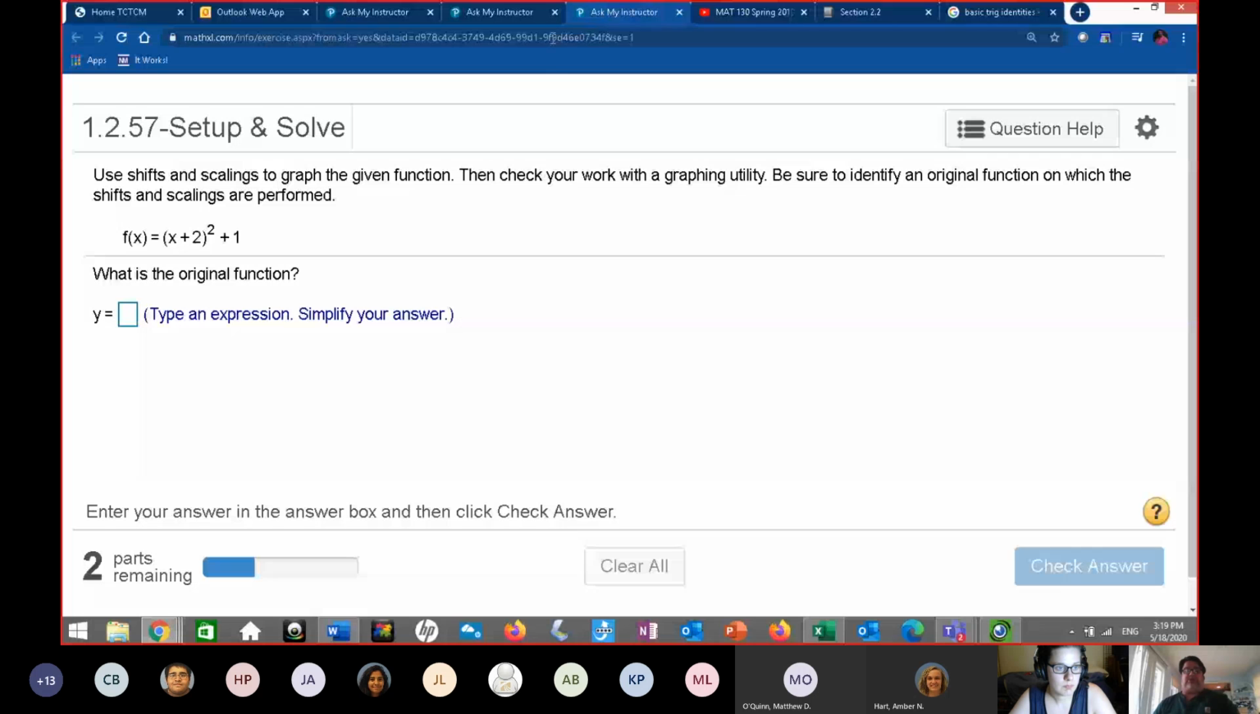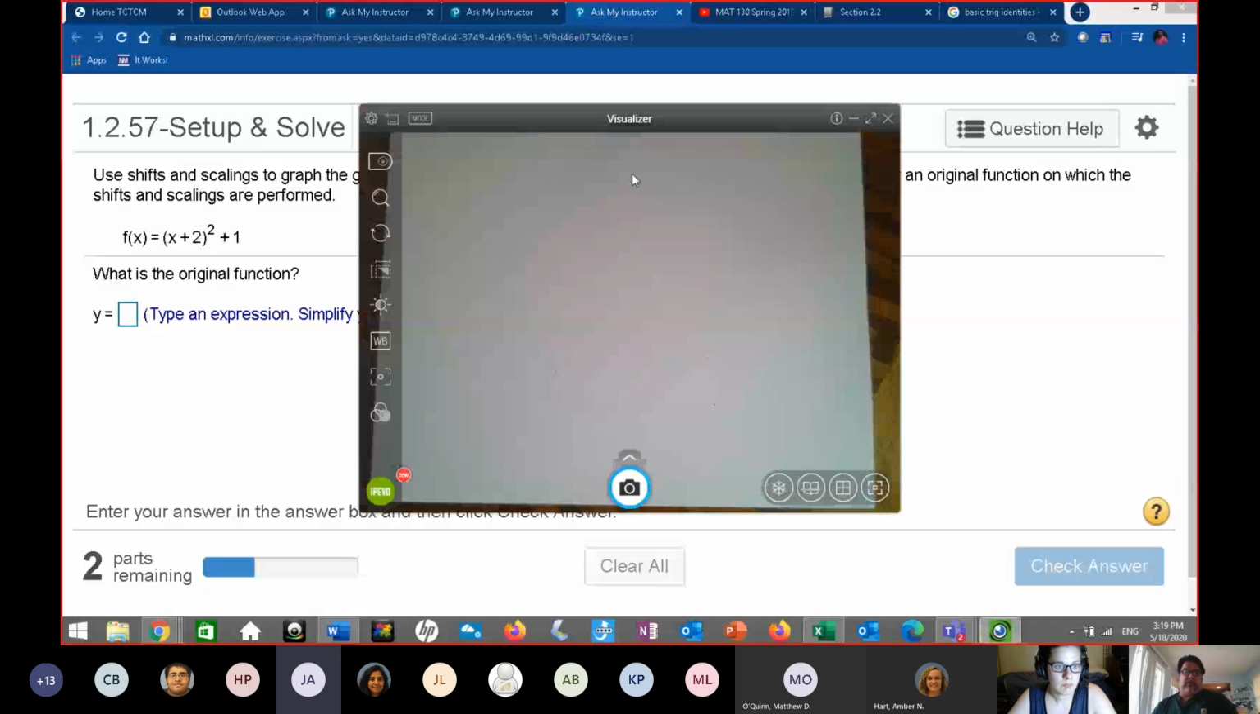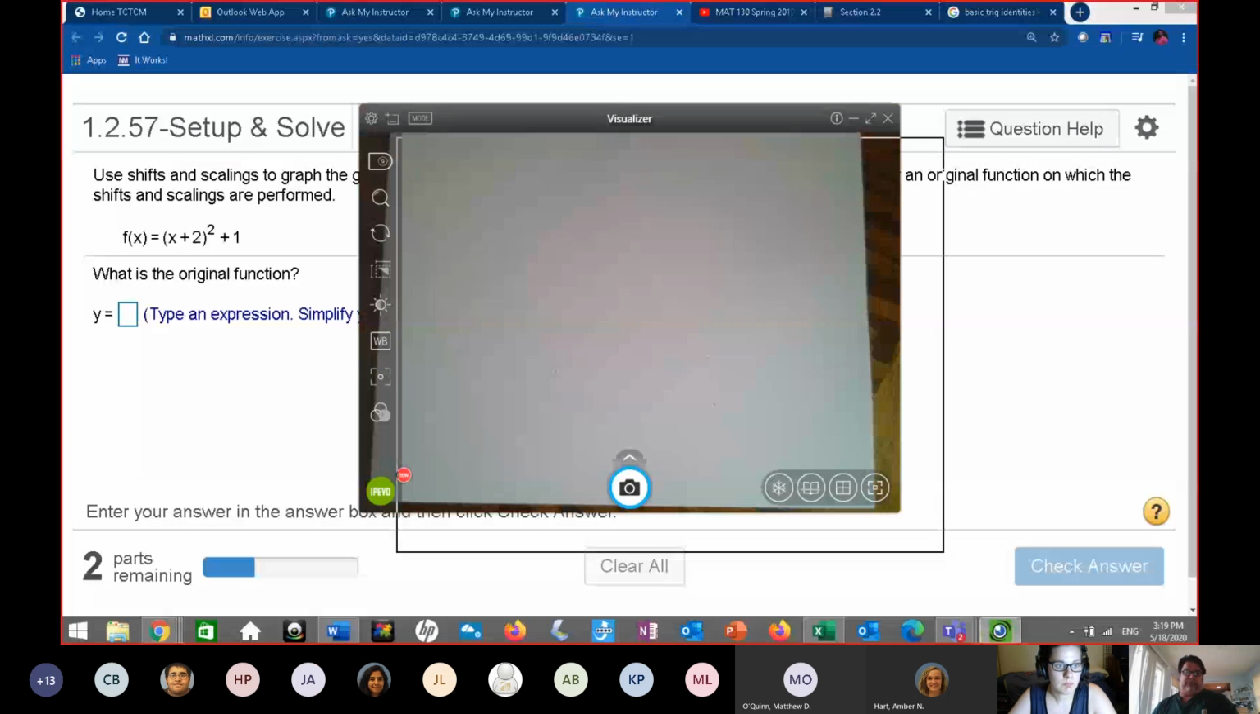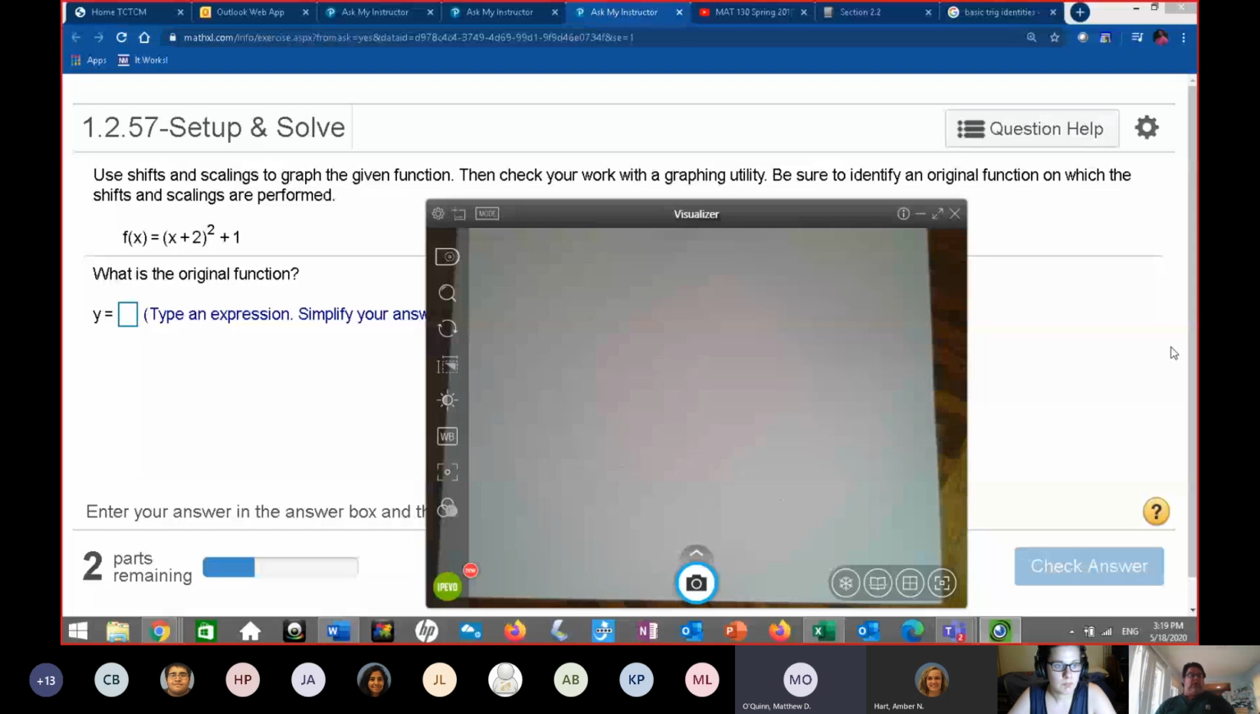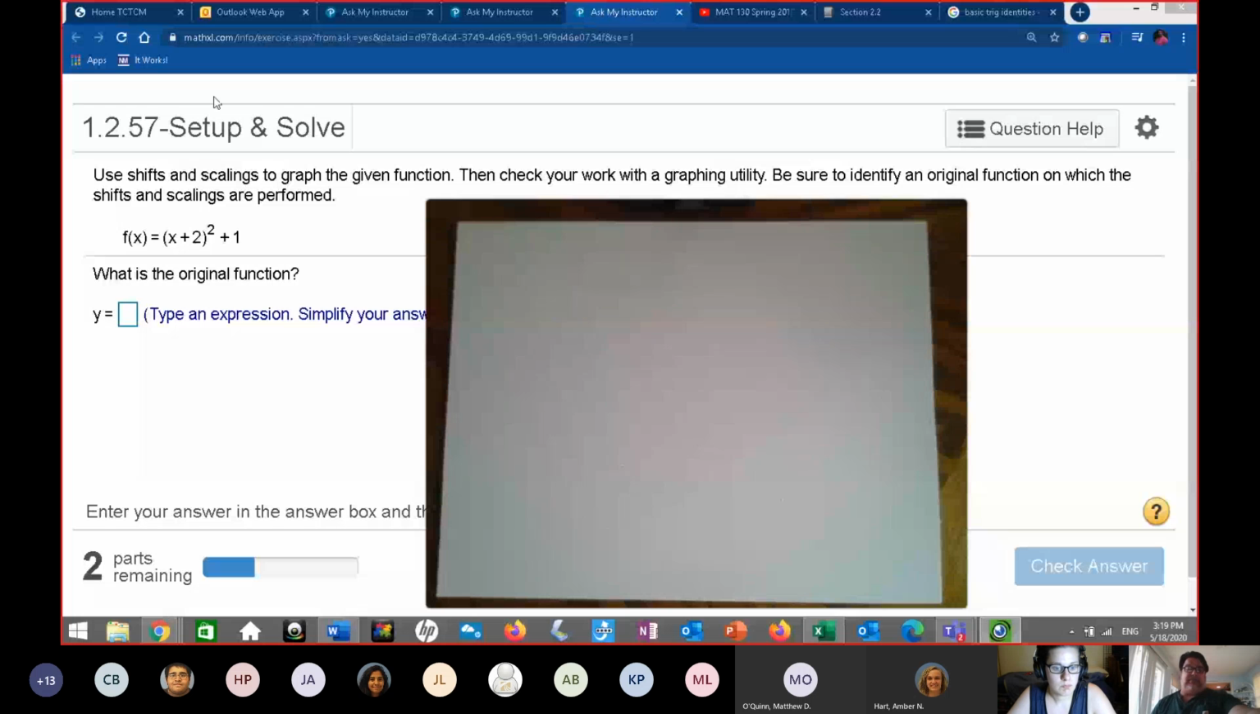This question is a test question. It's a review test question. Just write the question down and we'll go over it with the handy dandy visualizer. Use shifts and scalings to graph the given function. This is exactly the type of test question I would give you as far as vertical and horizontal shifts.